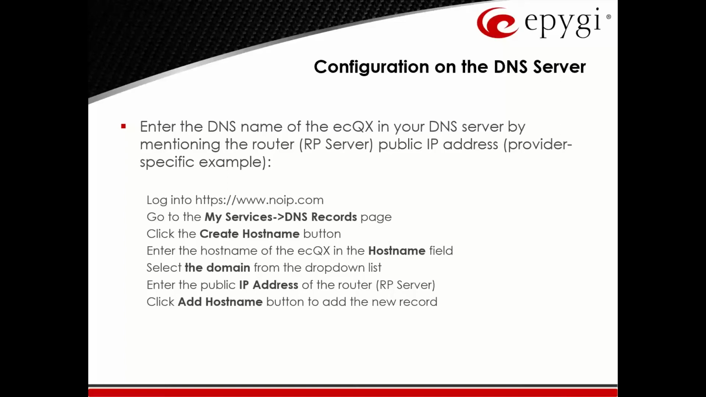Enter the hostname of the ECQX in the hostname field. Select the domain from the drop-down list. Enter the public IP address of the router. Click the Add Hostname button to add the new record.